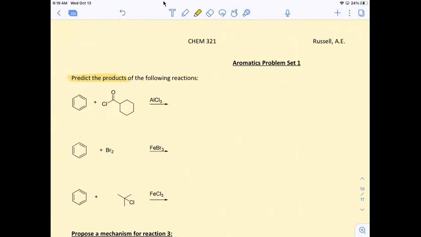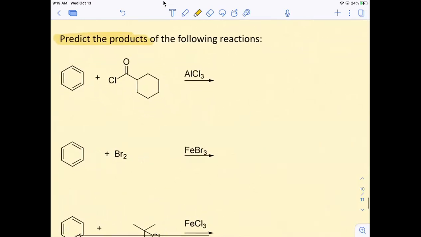So the first one says predict the products of the following reactions. All right. So what type of reaction is that first reaction? Right, I've got an acid chloride.